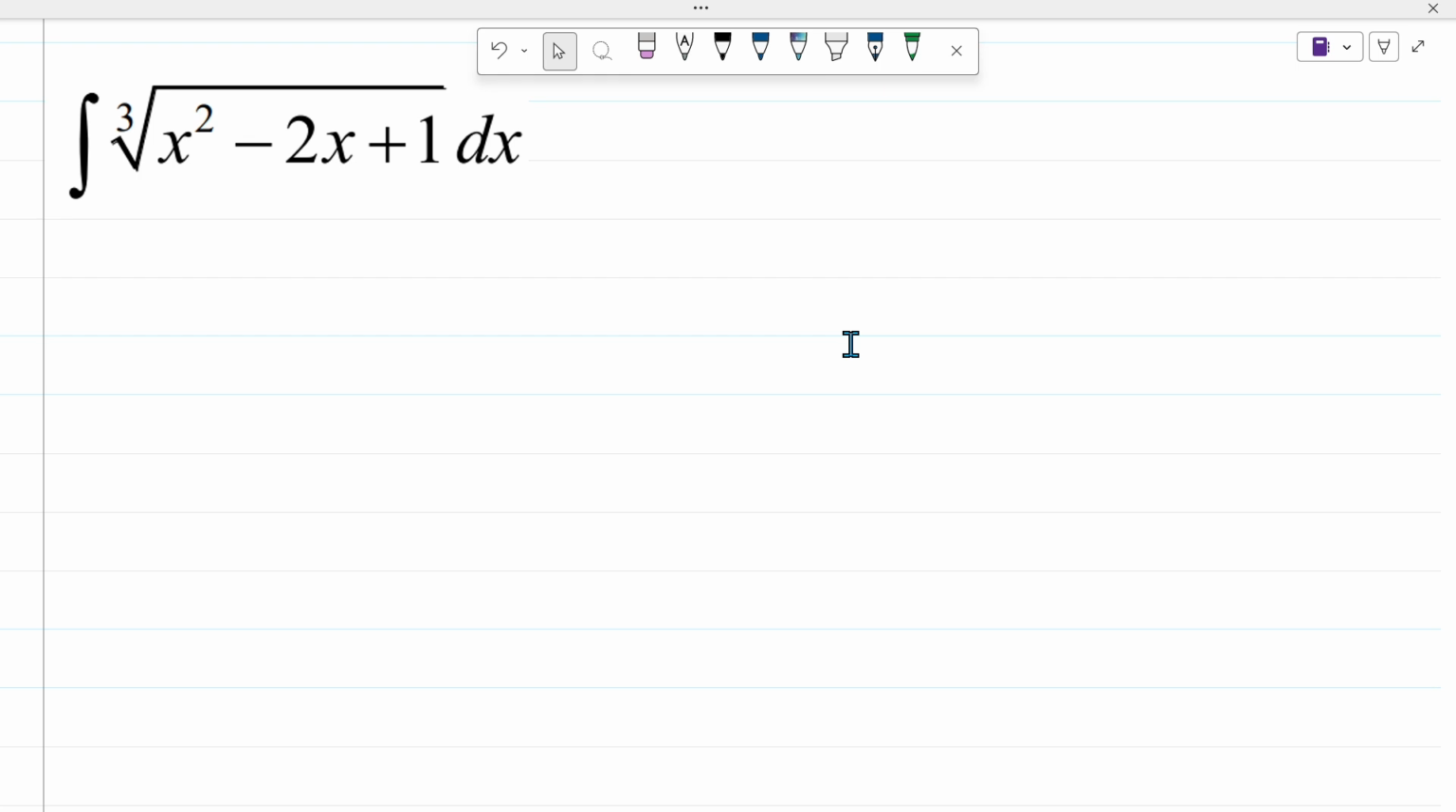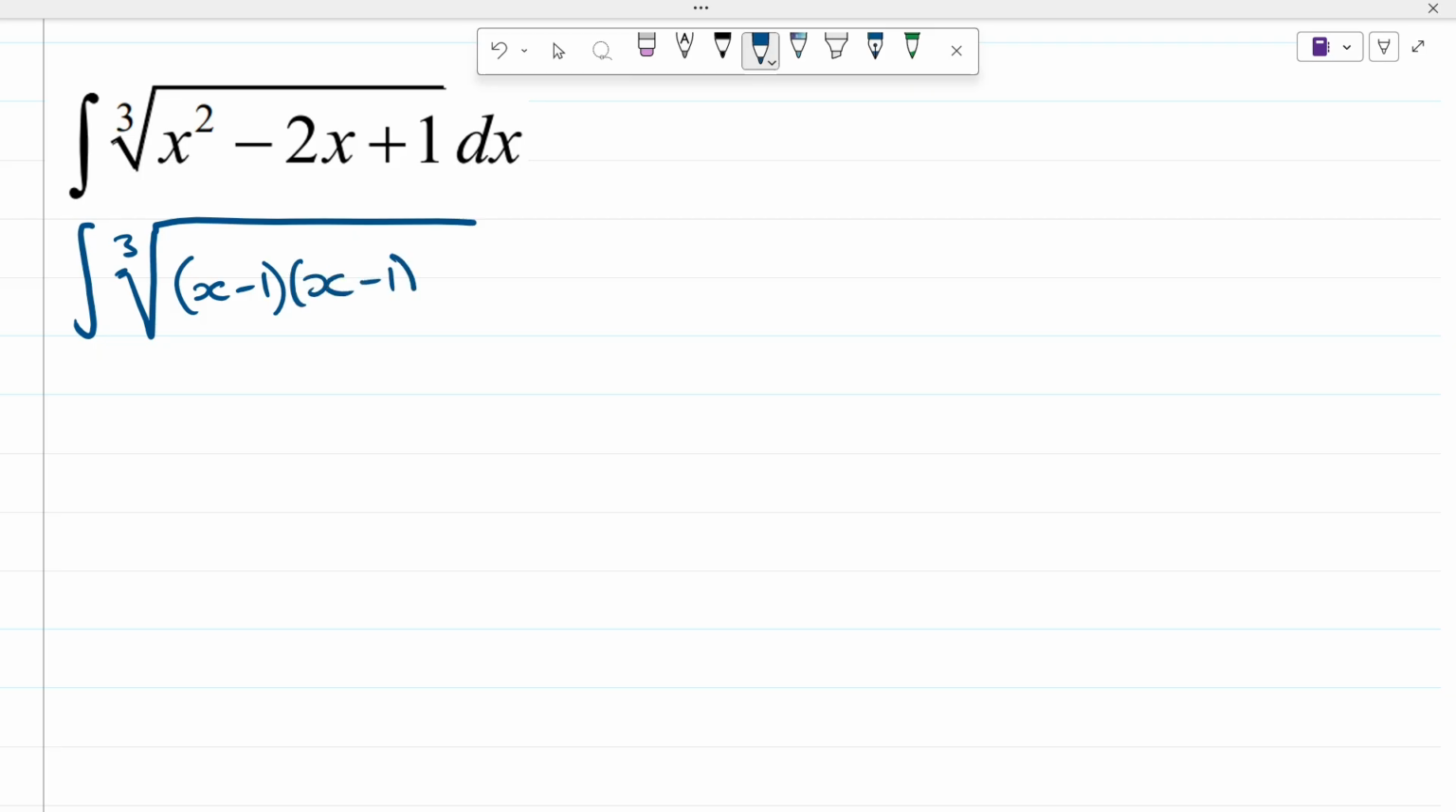That's simple. When we check inside the cubed root, we can factorize it. So let's rewrite this. This is going to be the cubed root of x minus 1, x minus 1. Then of course x minus 1 and x minus 1 are the same thing, so we can rewrite this further and say this is x minus 1 squared.